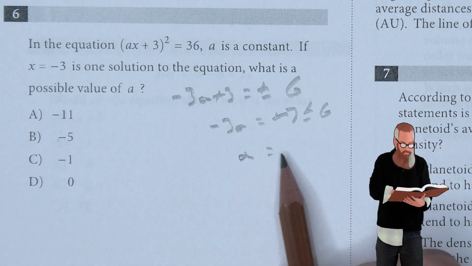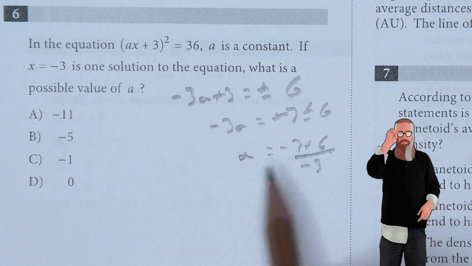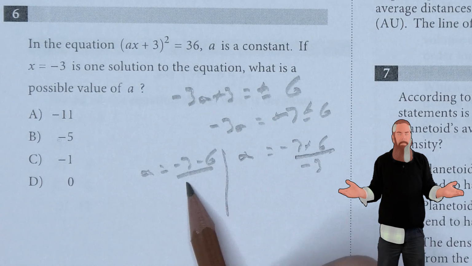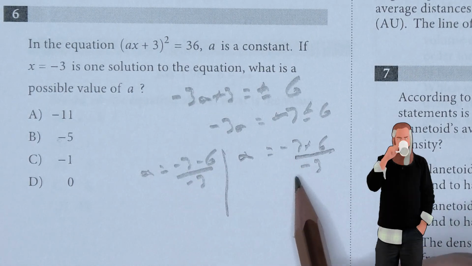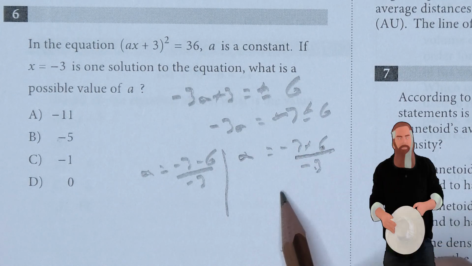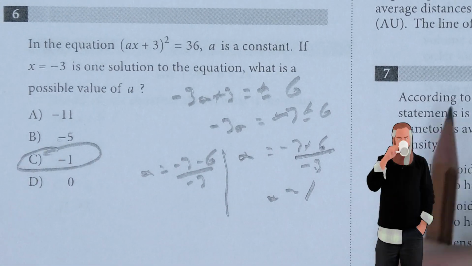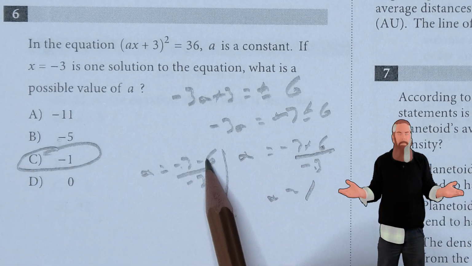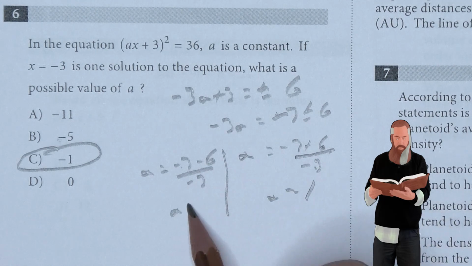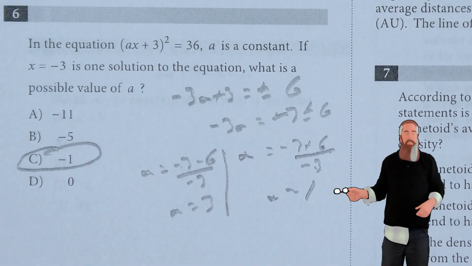We have that a can be negative 3 plus 6 divided by negative 3, or a can be negative 3 minus 6 divided by negative 3. In this case, negative 3 plus 6 is 3, divided by negative 3 is a negative 1. That's going to give us C as an answer. Now, negative 3 minus 6 is negative 9, divided by negative 3 is a positive 3, which we don't even have to worry about here.